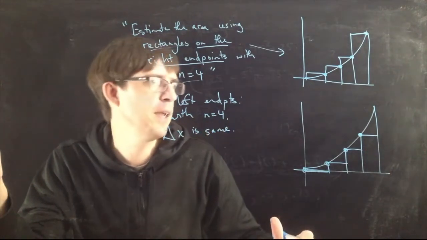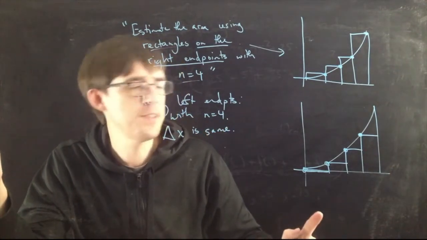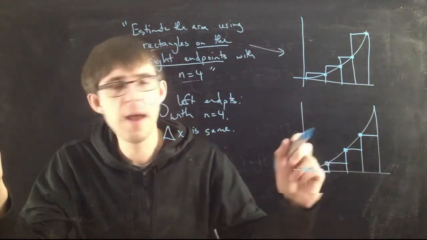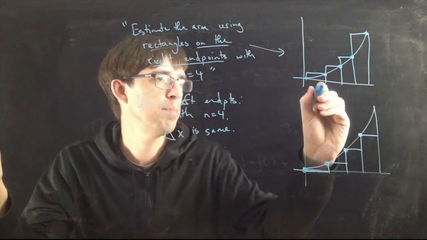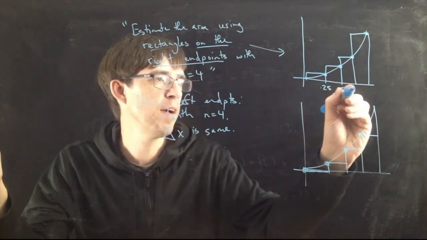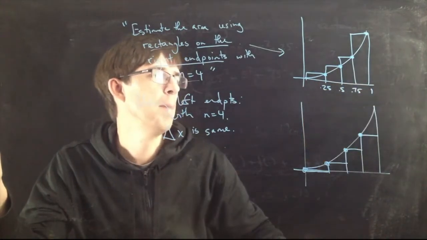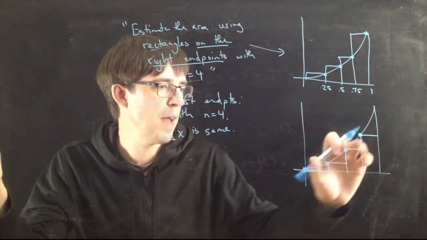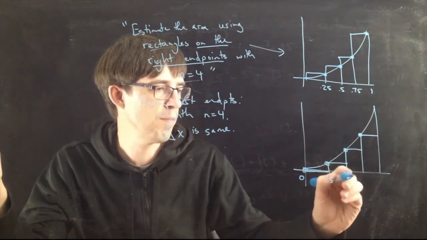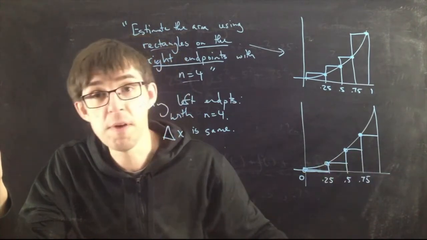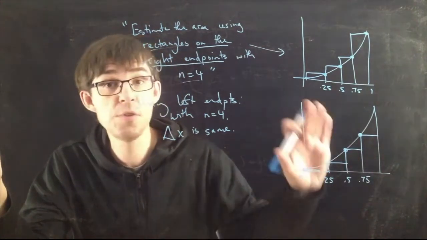What's the difference then? Is there any difference? The difference is we use different values to plug into the function. In this example, the values I plugged in were 0.25, 0.5, 0.75, and 1. But in this example, the four values are over here, right? They are 0, 0.25, 0.5, 0.75. That's the only difference. Otherwise you do all the same stuff.